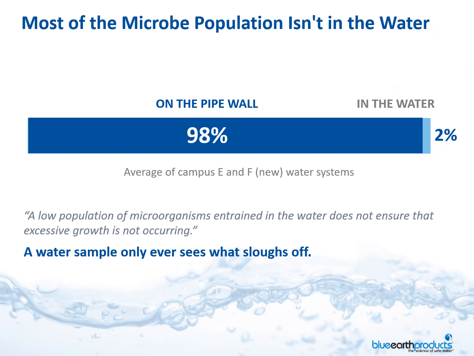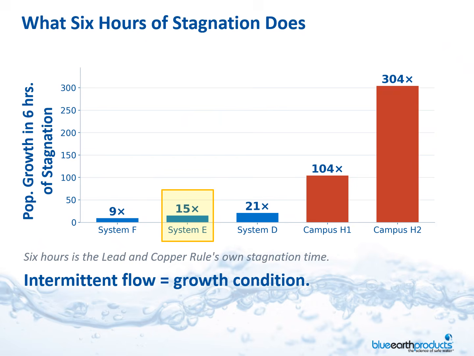So it's a situation where the biofilm, depending on the situation, either tells you it's there or it doesn't, based on how much it will slough off. In the lead and copper rule, there's a 6-hour stagnation period. And these 5 systems are the 5 facility systems. There were municipal systems that were also part of this study.